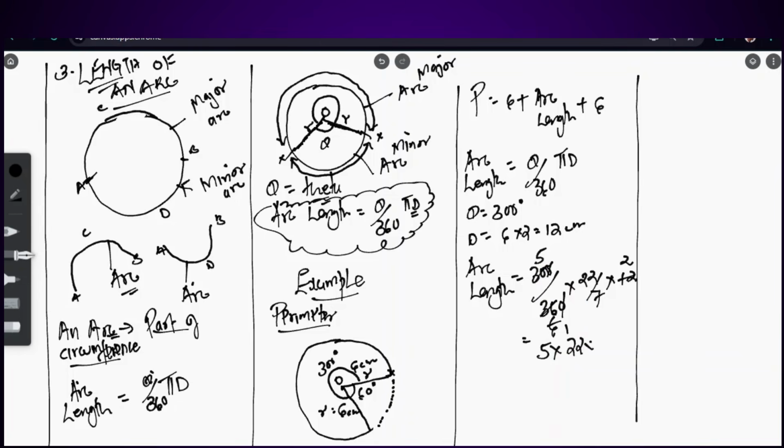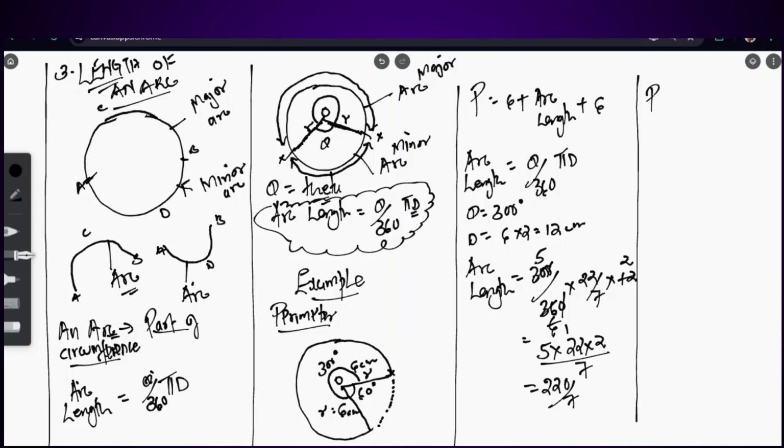You multiply by 22, then you multiply by 2. Then the denominator here is just 1 times 7. What is my answer here? You can multiply and give the answer to 2 decimal places, or you can leave it as a fraction. So 5 multiplied by 22, then multiplied by 2. The answer is 220 over 7. So this is the arc length as an improper fraction.